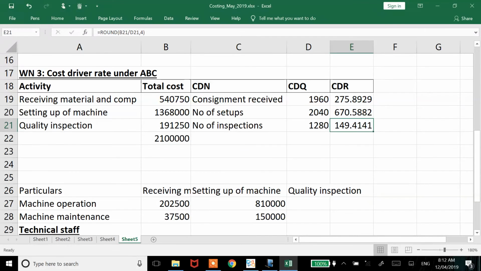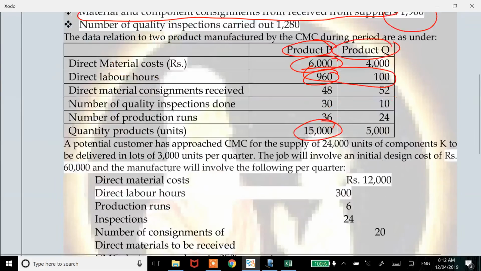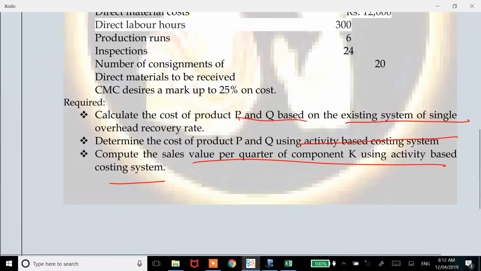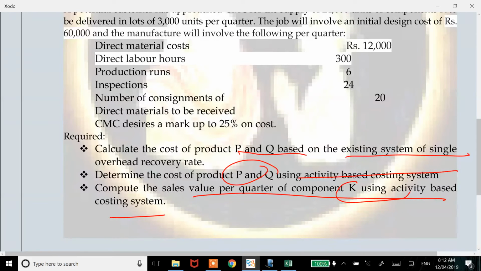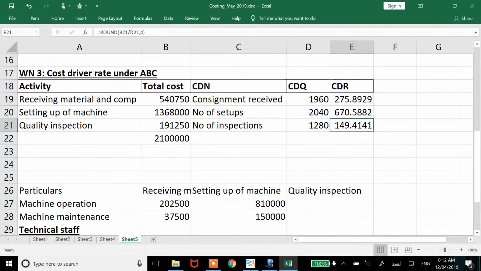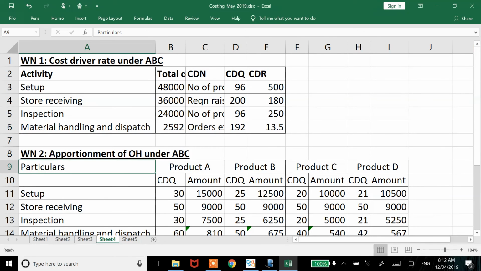Clear? Now in my next working note, I'll calculate the overhead cost for P, Q. I'll also bring something called component K. I'll explain component K in some time. So you're going to calculate overheads for product P, product Q and product K, because they want some sales value analysis. Analysis is very simple. What you will do is particulars, product P 2 subcolumns, product Q 2 subcolumns, and product K, which is an extra product, again 2 subcolumns. So let's do that.